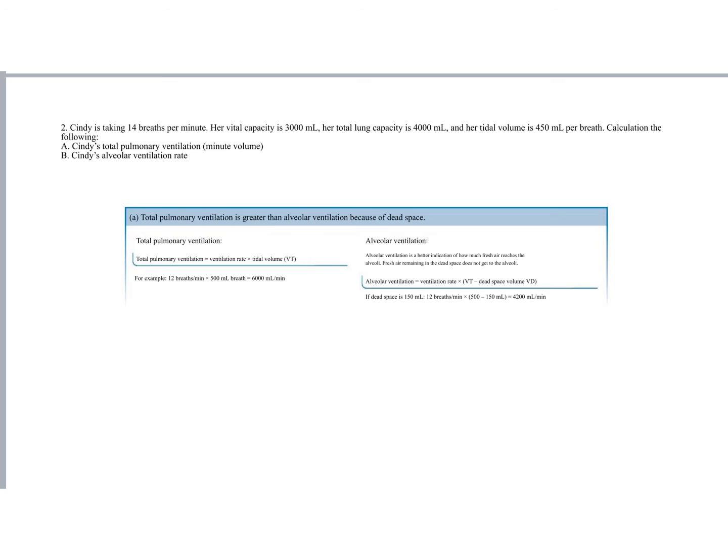So question number 2. Cindy is taking 14 breaths per minute. Her vital capacity is 3,000 milliliters. Her total lung capacity is 4,000 milliliters. Her tidal volume is 450 milliliters per breath. Calculate the following. Letter A says, please calculate Cindy's total pulmonary ventilation. So it tells you in this chart that for total pulmonary ventilation, you take the ventilation rate and multiply by the tidal volume. So what is her ventilation rate? Well, that's her breathing rate, and it tells you she's breathing 14 breaths per minute. And you want to multiply it by the tidal volume.